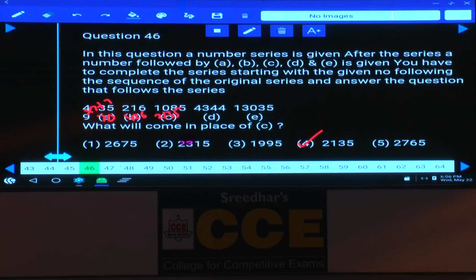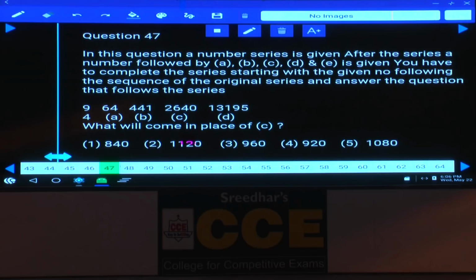Then question number 47. Now in this question number 47, 9, 64, 441, 264 and so on. Now 9, 64, 2640 and next one 13,195. Then what is the relation between these elements? Now 9 and 64 and 2640 and 13,000.